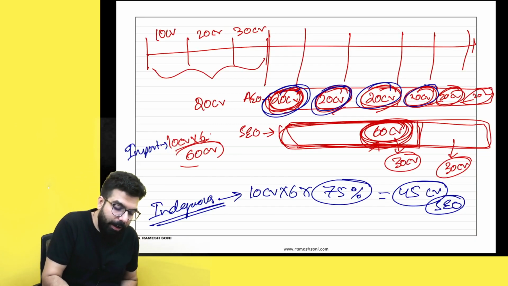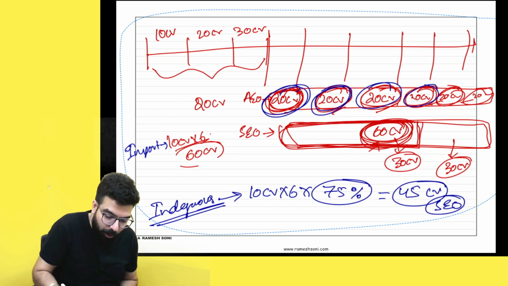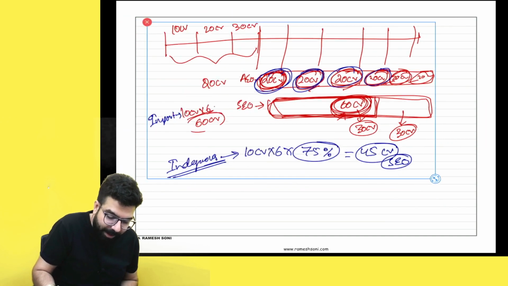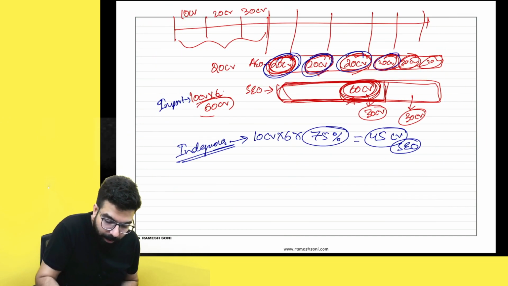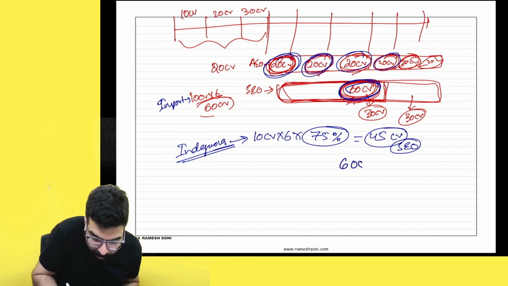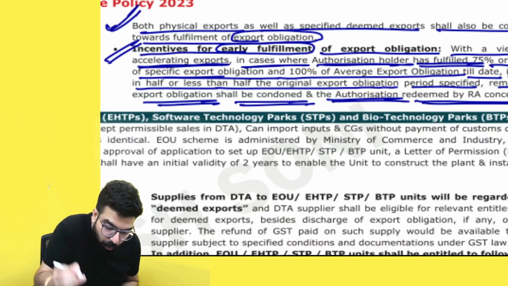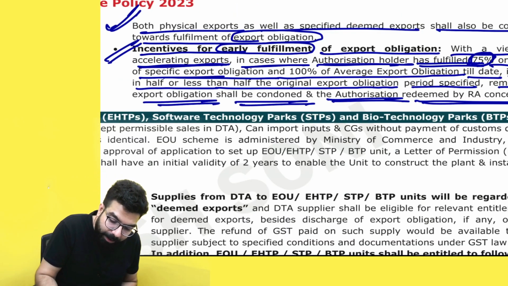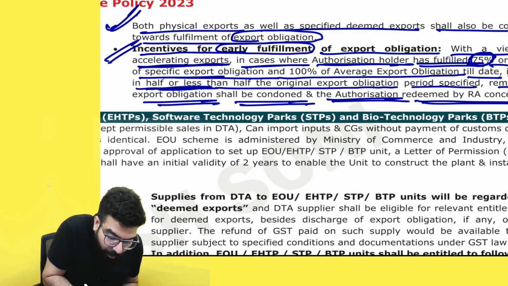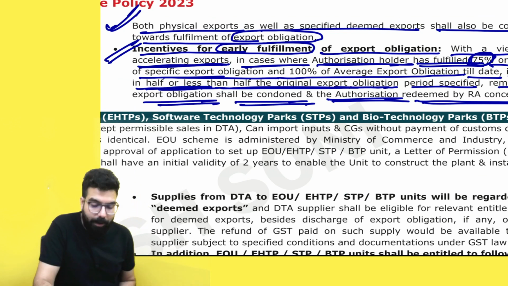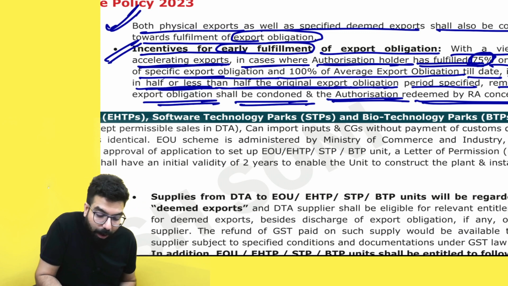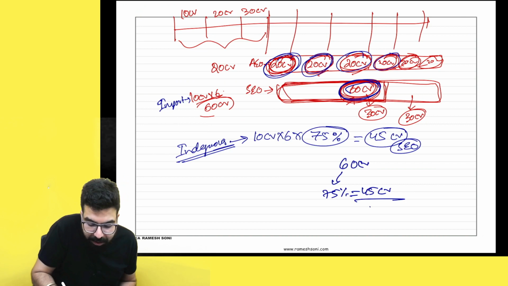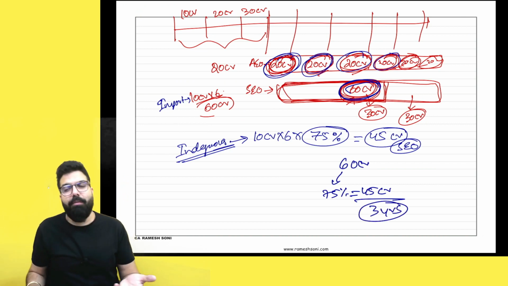What do they mean over here? Sir, how much was your export obligation? Sir, my specific export obligation was supposedly 60 crore. This 60 crore ka, if you earn 75%, that is 45 crore. If you have gone ahead and earned the 75% in half or less than half of the original export obligation period, it means if you have earned 45 crore in 3 years only, Baba, they will say very good.